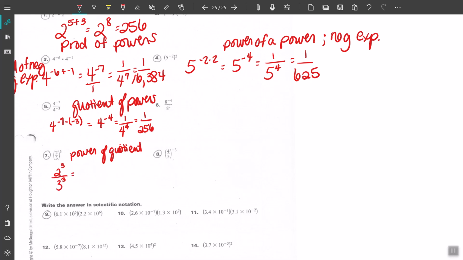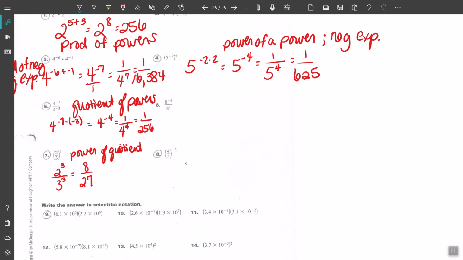Okay, so when you put that into your calculator, 2 caret 3, you'll get 8. 3 caret 3, actually you probably don't even need to use your calculator for that. You get 8 over 27. And so the property there is called the power of a quotient.